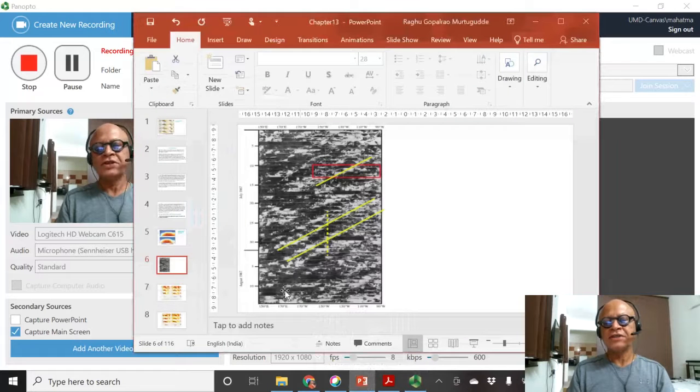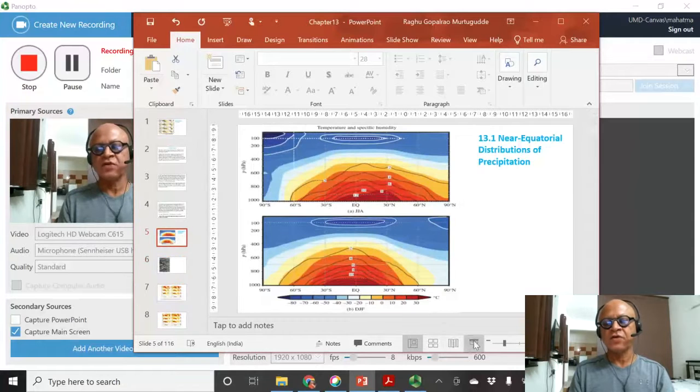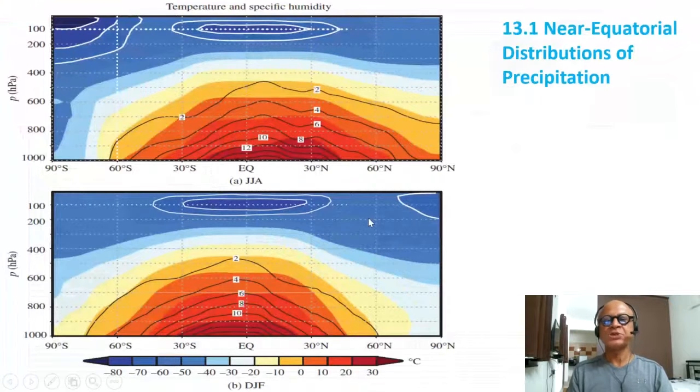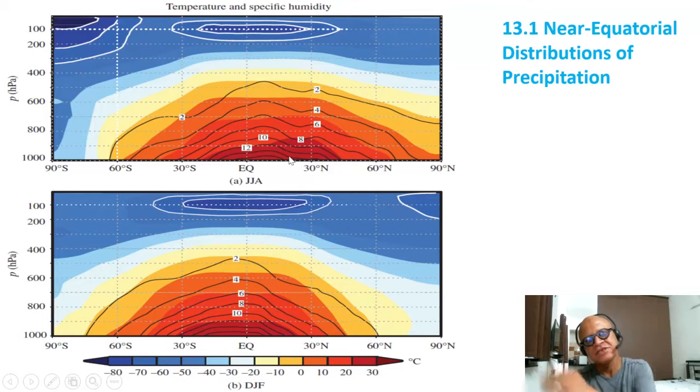So let's go right into the processes that are of interest for near equatorial precipitation distribution. We'll start by recapping the basics we saw before. So here it is in colors, temperatures for June, July, August, and December, January, February. And as you can imagine, as the ITCZ moves north, both the maximum humidity and warmest temperatures move north.